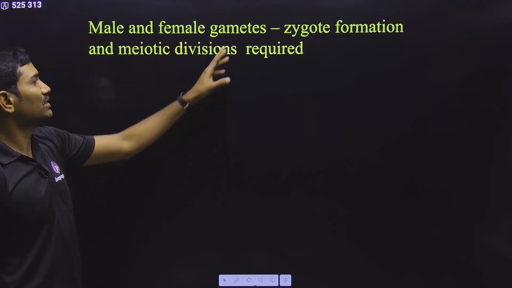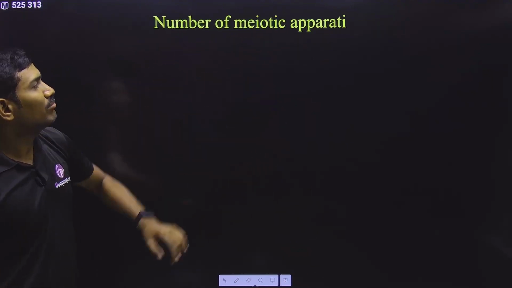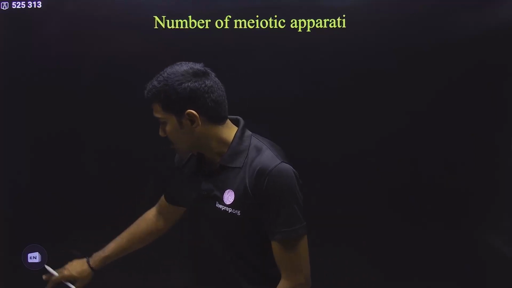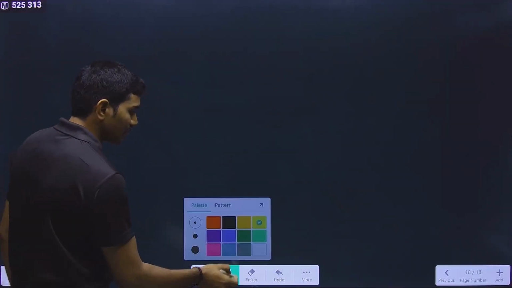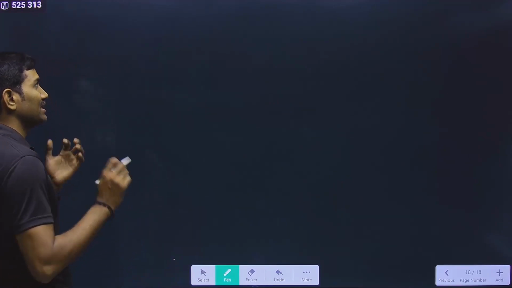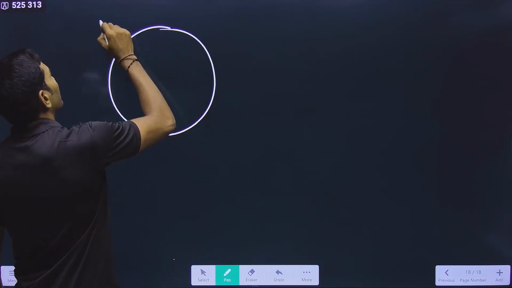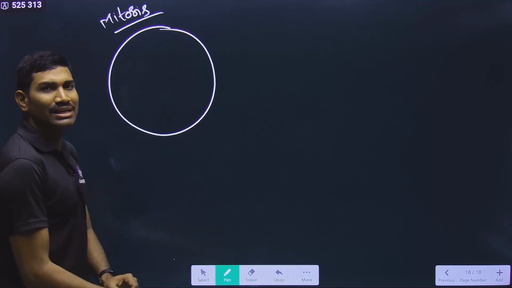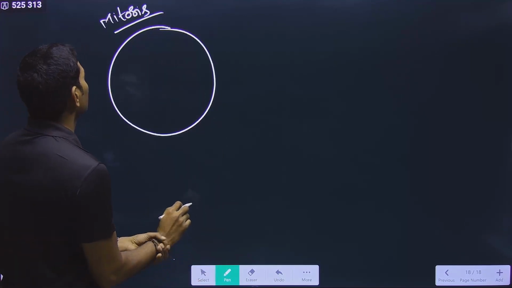Next one. This is for this particular concept. Next one: number of meiotic apparatus. Very good. This is also one important concept. They are asking the number, so you need to understand this concept. What is this particular concept with respect to number? First, let us talk about mitosis. Then we will go with meiosis.